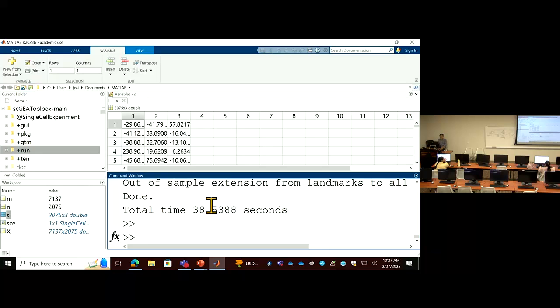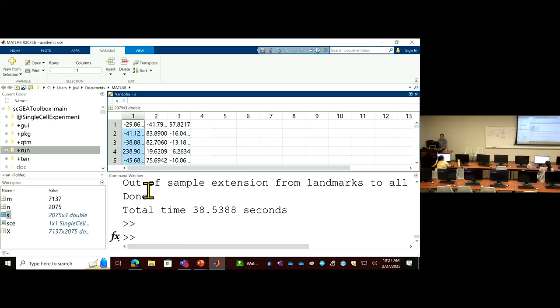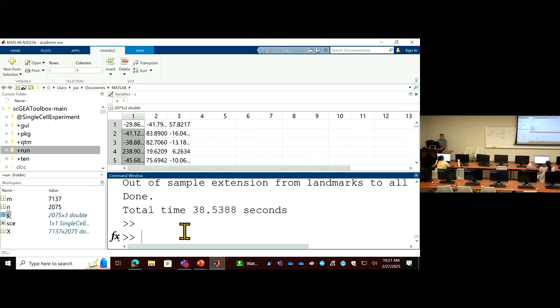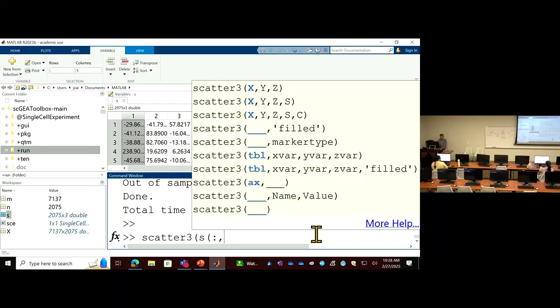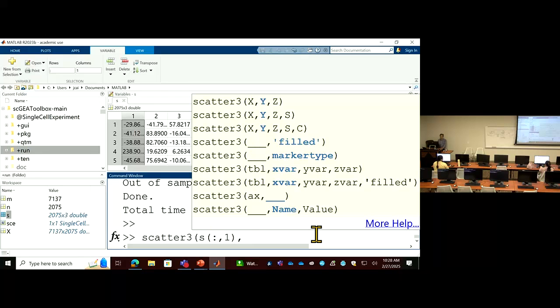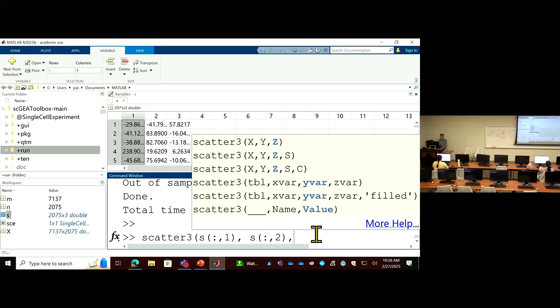we are using. Now we can plot those 2075 points using the scatter plot. Scatter3, because I'm using 3D. If you only have 2D, you can use the scatter plot. We will use the coordinate of the first column as my X, then the second. Remember, I pick the second column and the third column, X, Y, Z.